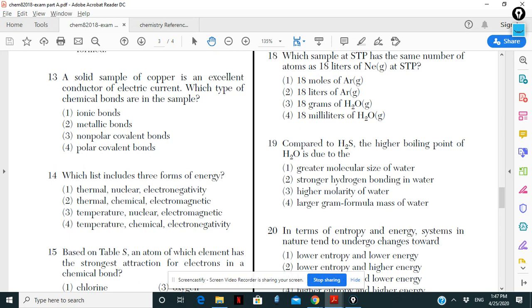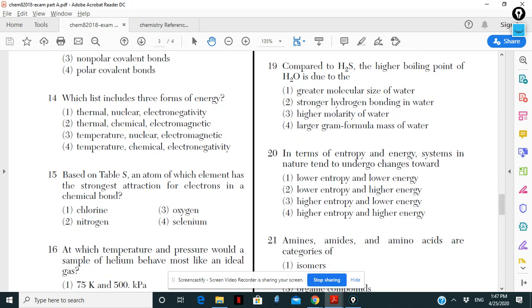First, it's an element, as you look, so I don't have any other element with it, so I cannot have either ionic or covalent bonds. I have only one type, since it's metal, it's metallic bond. Metallic bond. That's question number 13. So the answer is 2.